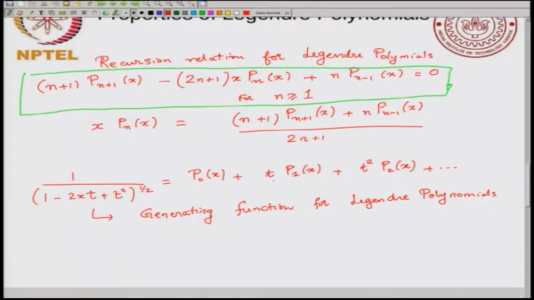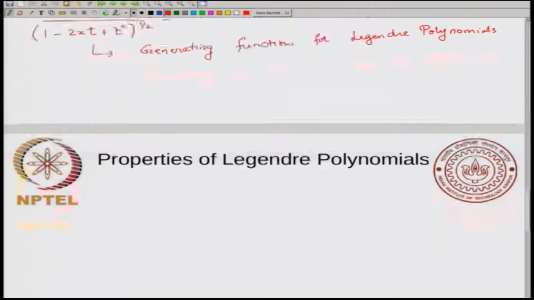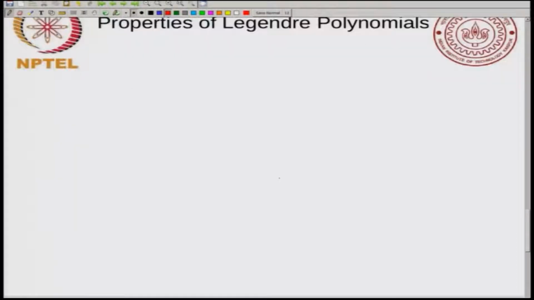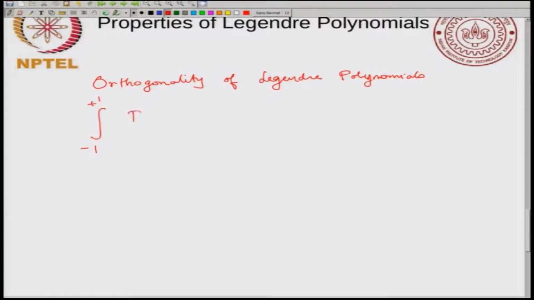Now the next important point, which I think is really important and really useful. This is a property of the Legendre polynomials called orthogonality. So, the orthogonality of Legendre polynomials. What this means is that if you take the integral from minus 1 to plus 1 of P_n(x) P_m(x) dx.